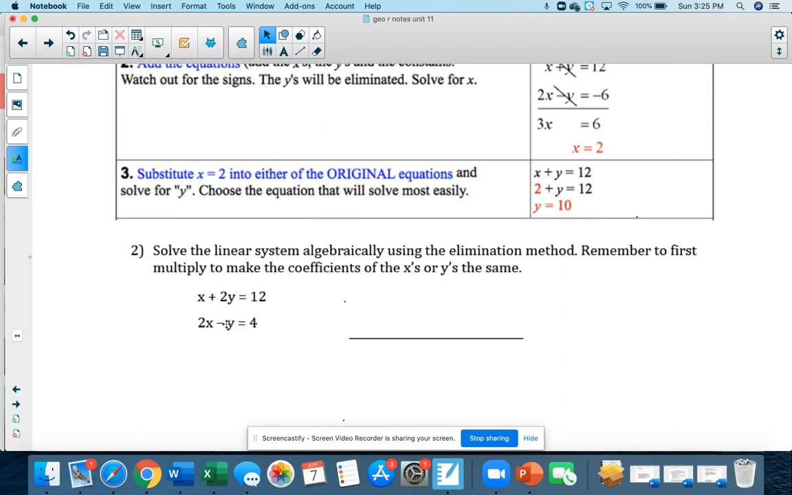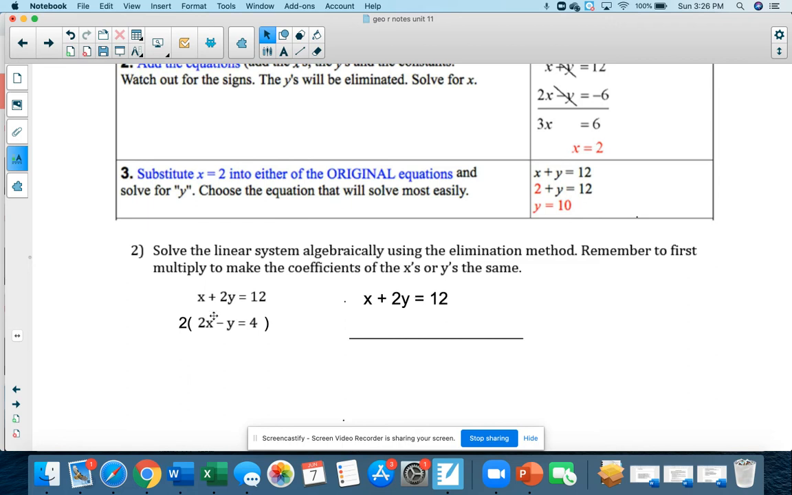Now, the way that I can easily make these y's be the same is if I take this second equation and multiply the whole entire thing by 2. Okay, because that will make this a -2y. And if this is a positive 2y and this is a -2y, when I add the equations, those y's will drop out. Your goal is to only have one variable. You can only solve for one variable at a time. All right, so this x plus 2y equals 12 stays exactly the same.